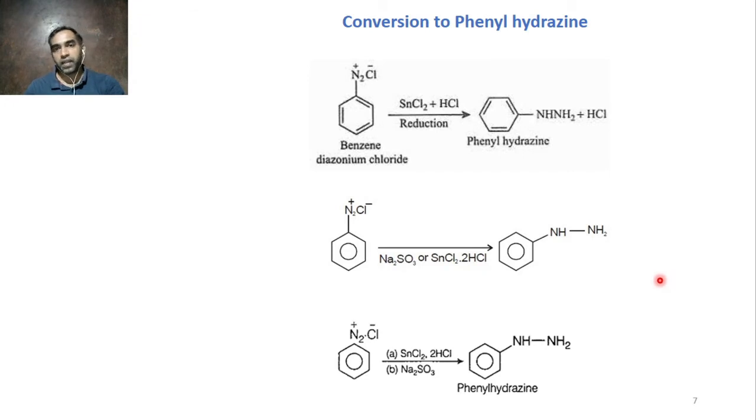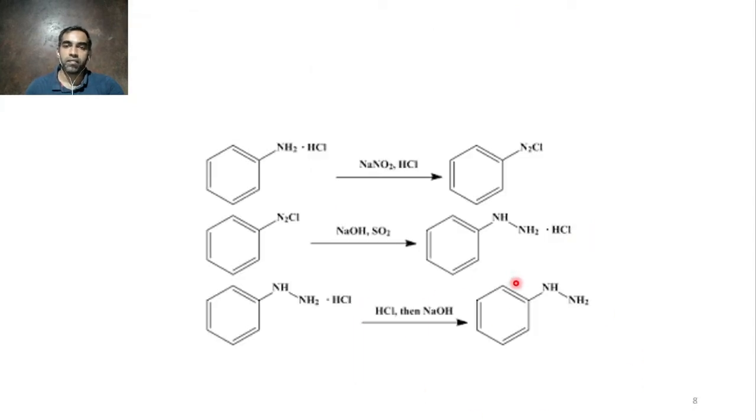Then for conversion to phenyl hydrazine, you just reduce with some reducing agent like tin chloride and HCl or sodium sulfite. Sometimes you can use either tin chloride or sodium sulfite. Sometimes that doesn't work, and you have to combine them to make it a more powerful reduction. So that's also possible. So you can convert it into phenyl hydrazine. You can use NaOH and SO2 also. In situ it produces the same, so you will get phenyl hydrazine.